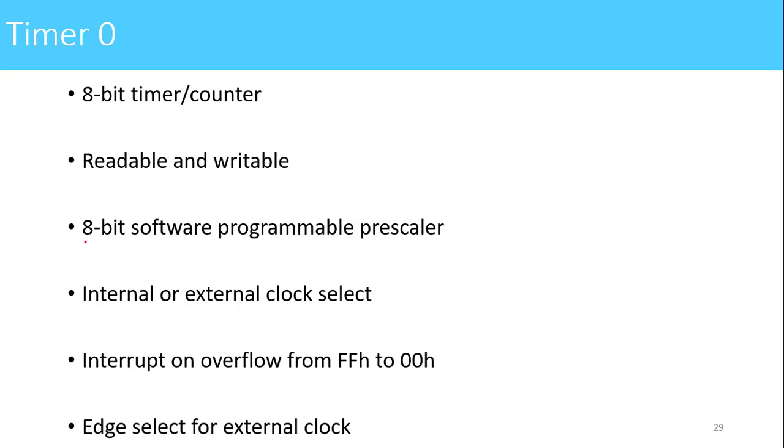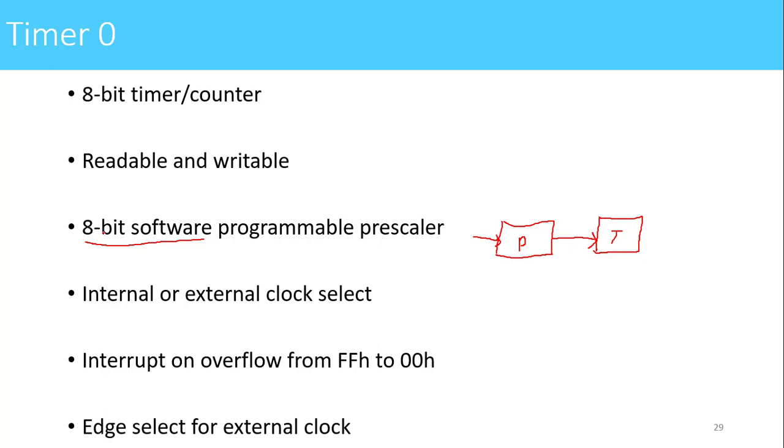Then timer 0 has an 8-bit software programmable prescaler. The prescaler is a block which is before the actual timer block. The clock is given to this prescaler, and from this prescaler, the clock is given to the timer block. Using this prescaler, we can divide the clock signal by some specific value, and then the reduced clock frequency can be given as input to the actual timer block. That is possible with the help of this programmable prescaler.